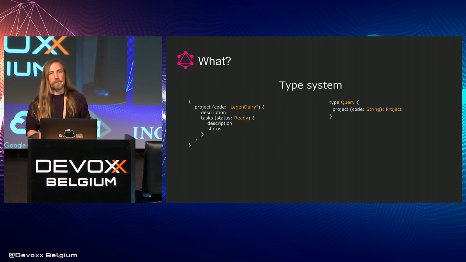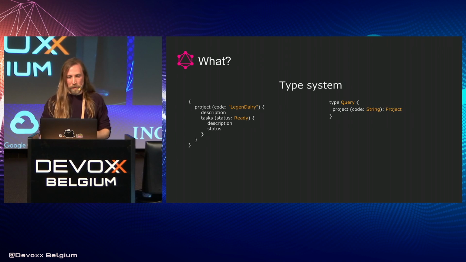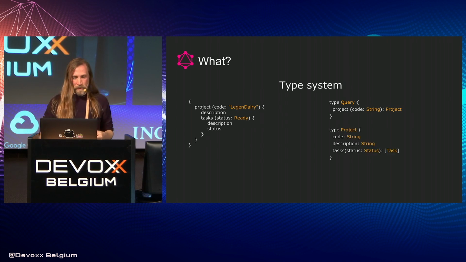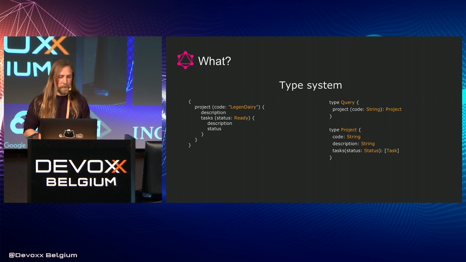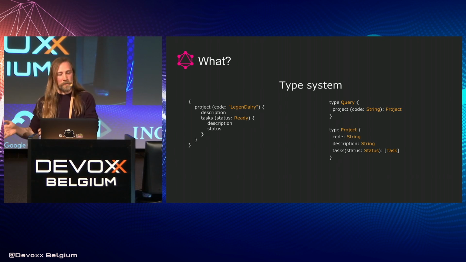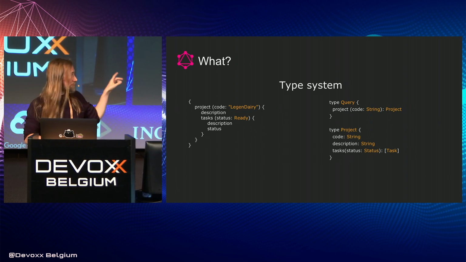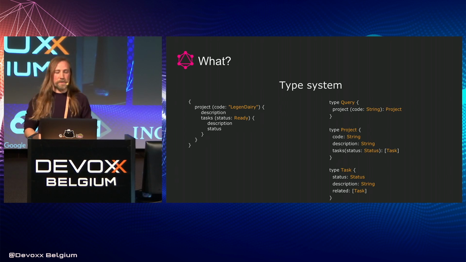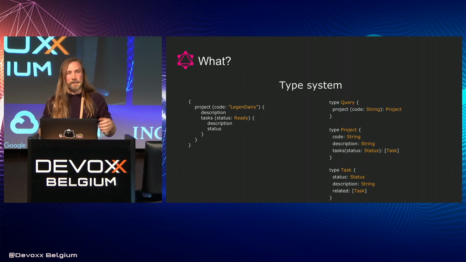So you would have the root query, exposing all your top-level queries. You have the project query that we're calling here. It accepts a code of type string, and it returns a project. So again, a typed thing. Project is then defined as an object type that has code, description, and tasks properties, where tasks can be filtered by status, and it returns a list of tasks. So the square brackets are a list. And then further on, task has its own fields, status, description, related tasks.